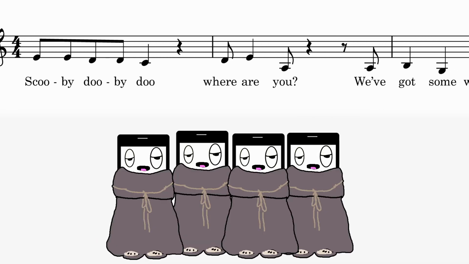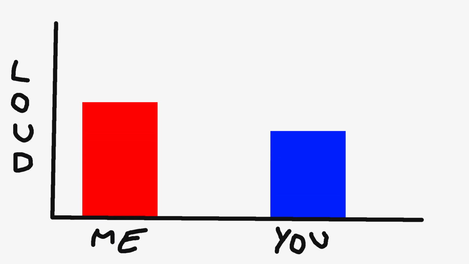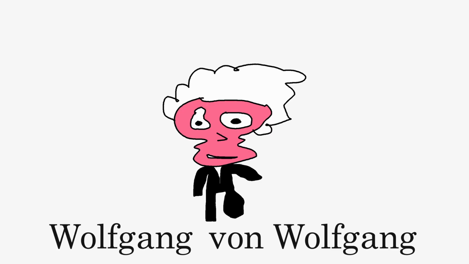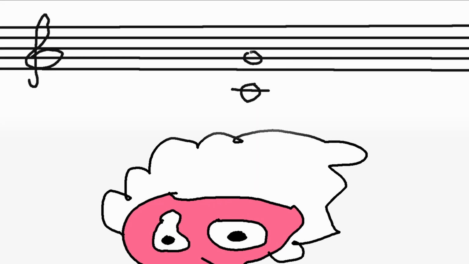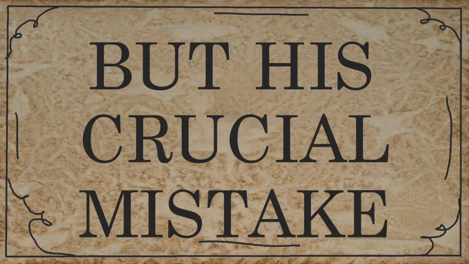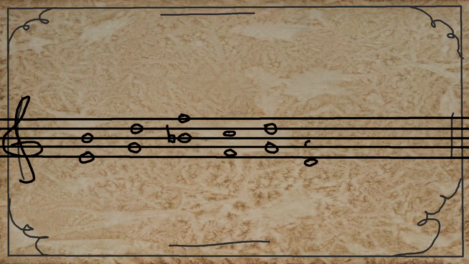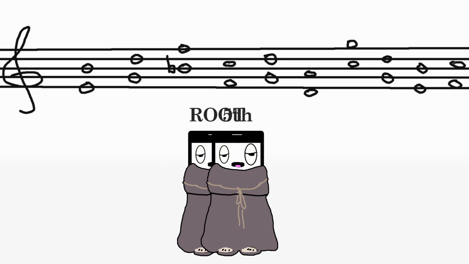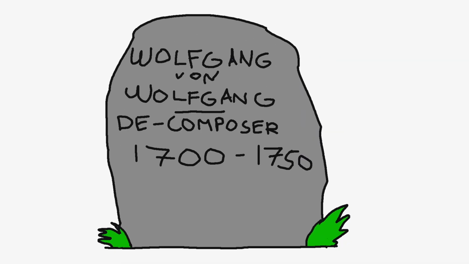Weirdly, every choral group sang only in unison, and so they could only really stand out by being louder than the other groups, which of course has its limits. It wasn't until Wolfgang von Wolfgang came along and added a second harmony part that things almost got interesting again. But his crucial mistake was that he wrote exclusively in parallel fifths, which blended so well that it kinda sounded like unison if you weren't paying attention. And let's be real, most people didn't pay attention, so he died unrecognized.